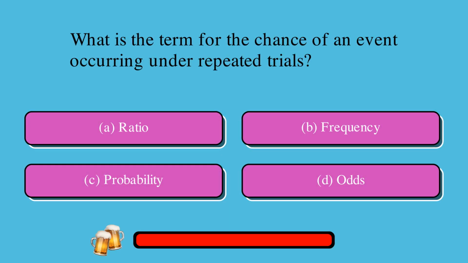What is the term for the chance of an event occurring under repeated trials? A. Ratio, or B. Frequency, or C. Probability, or D. Odds. The correct answer is C. Probability.